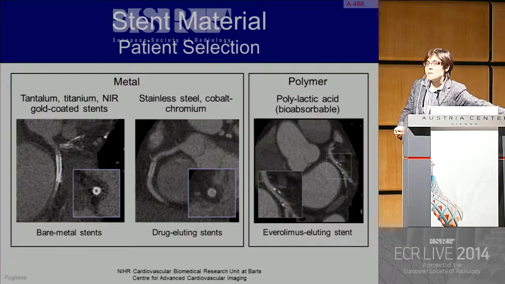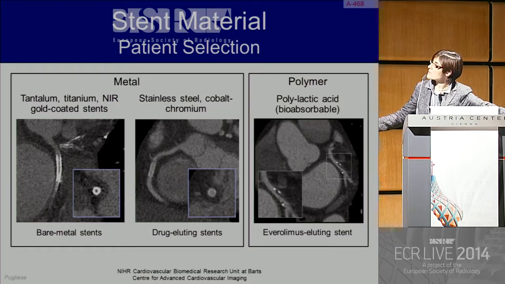So what is the problem in stent imaging in addition to stent diameter? Another factor is the material the stent is made of. Look at this example of a stent which is very, very dense, and basically because of the artifact related to that, it does not allow us to evaluate the in-stent lumen.